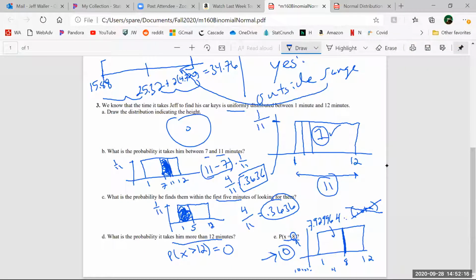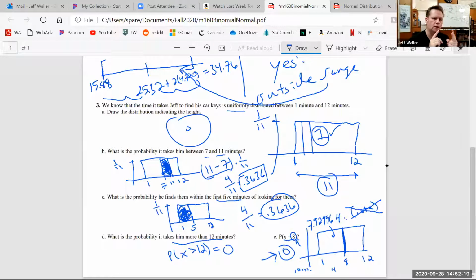So there's a few different ways. You can look at it geometrically, or you can look at it probabilistically.